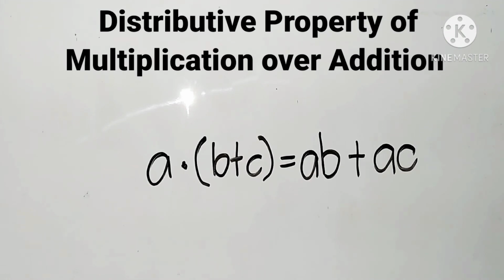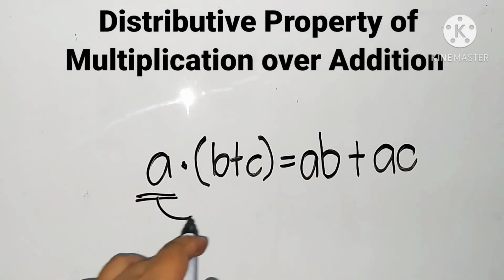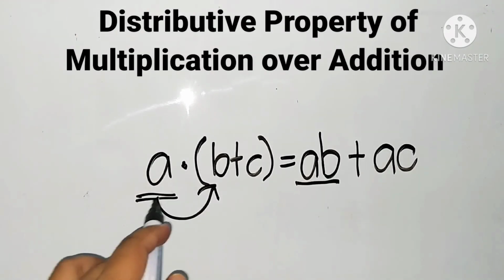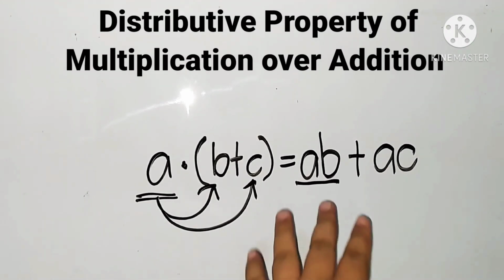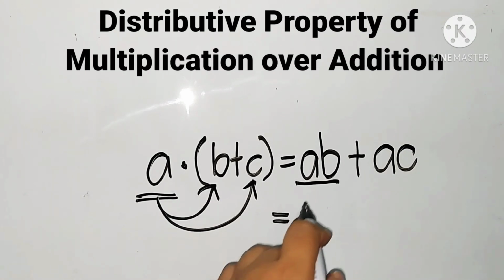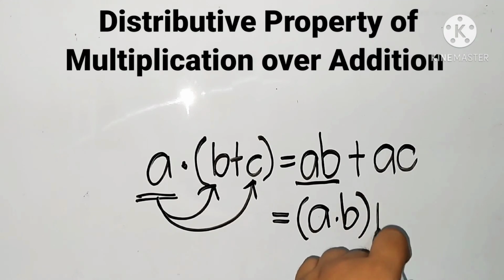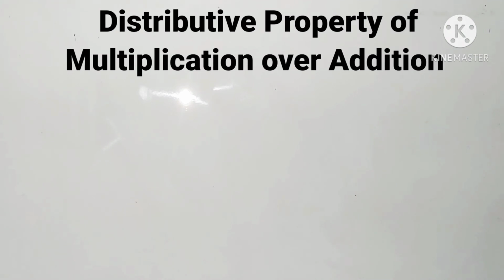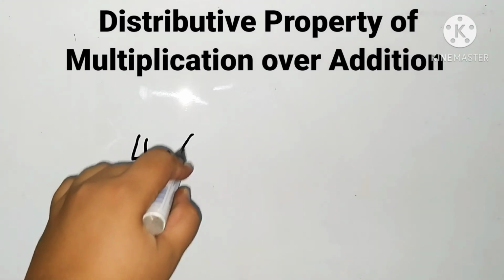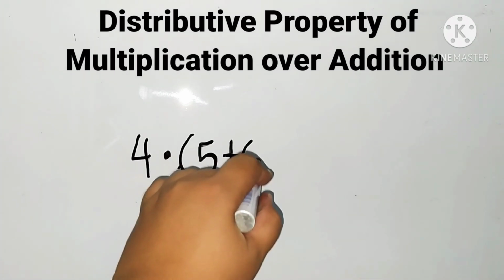So as you can see po, ginawa lang naman natin sa DPMA ay factor na a ay i-distribute doon sa isa pang factor over addition. So, naging a times b, kaya meron kayong a times b and a times c. Kung medyo nalilito kayo sa ganitong sulat, pwede nyo namang isulat na ganito. A times b plus a times c. Pareho lang naman yung ibig sabihin ng dalawang yan. Let's have an example. So, let's say you were given 4 times quantity 5 plus 6.